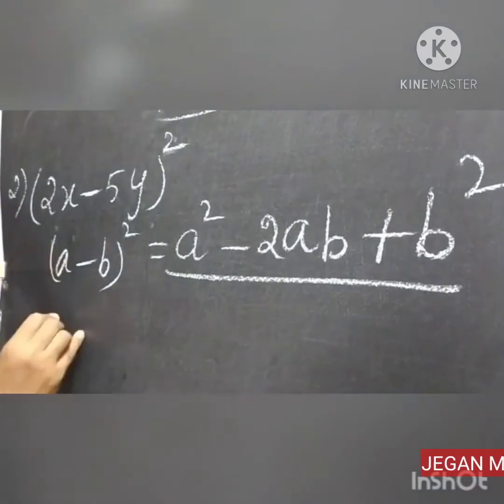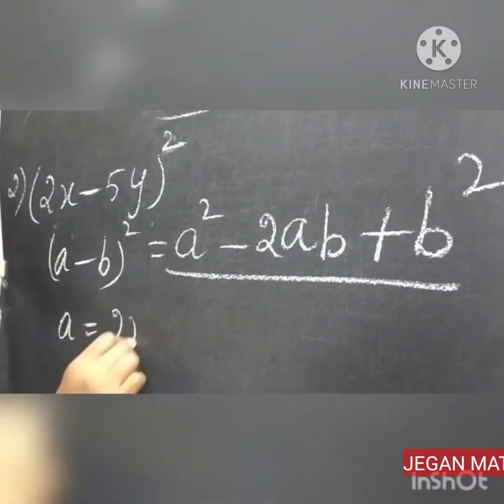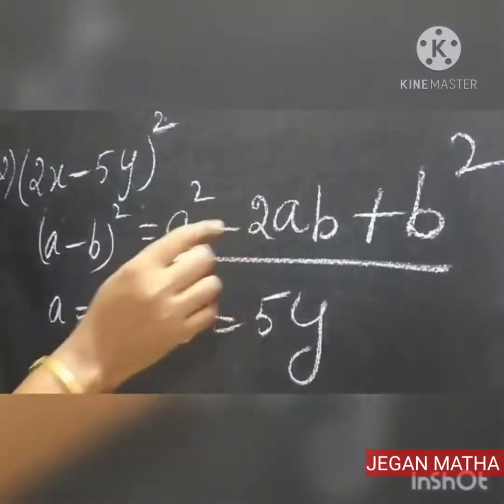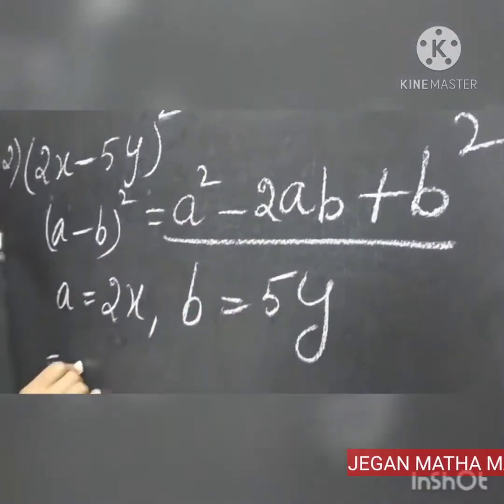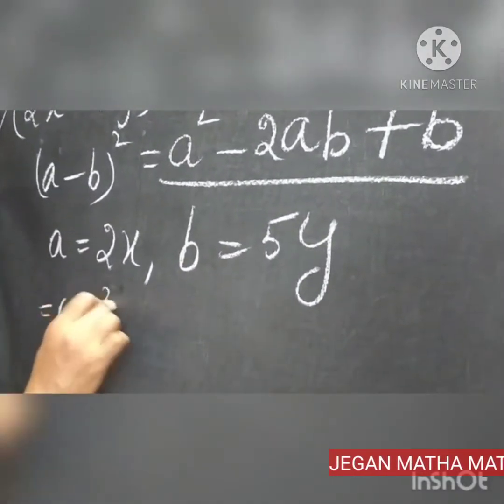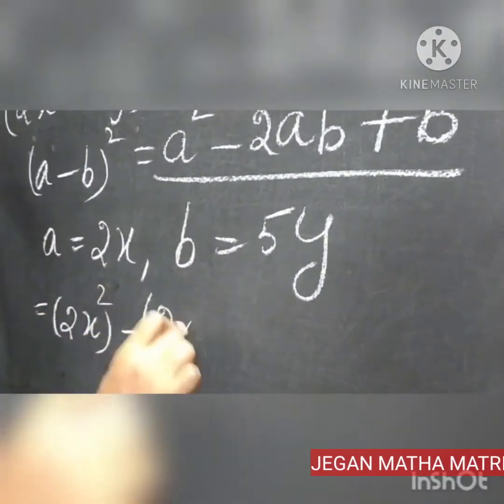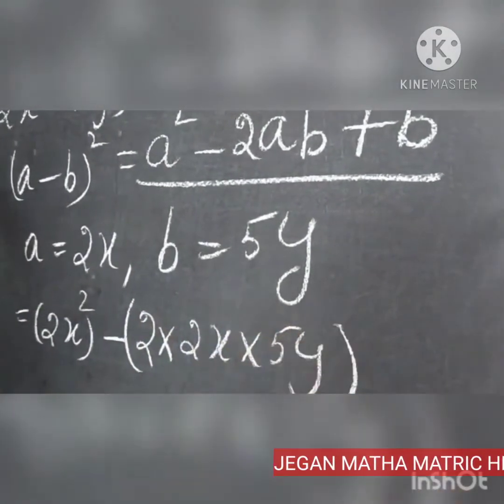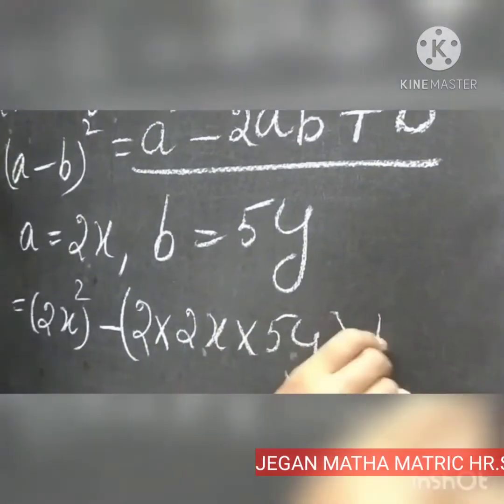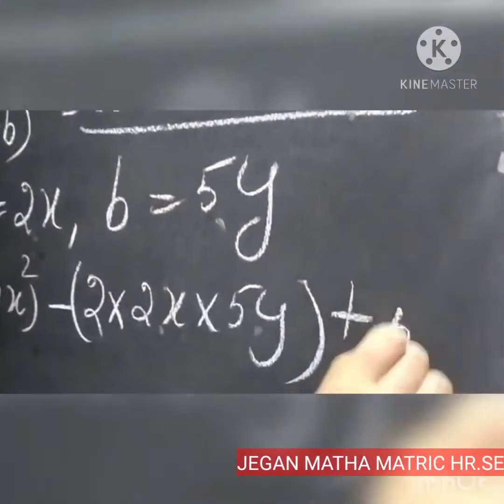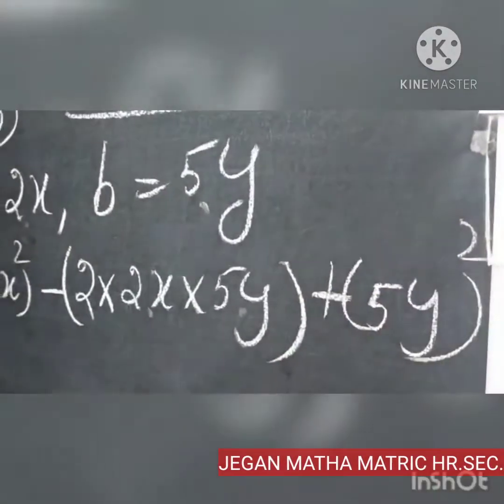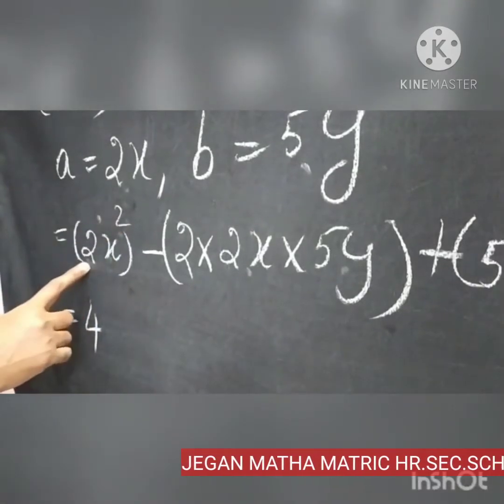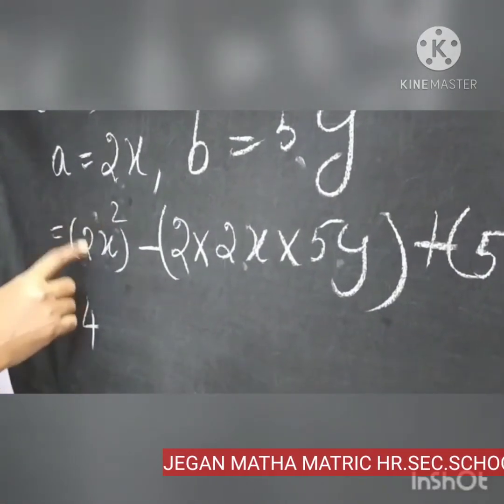So you have to write, instead of a you write 2x, instead of b you write 5y. So you can apply the values in this right hand side. Then a squared, (2x) the whole squared, minus 2 into a, here 2x, b 5y, so 2ab, plus b squared, (5y) the whole squared. So for the answer, (2x) the whole square means the power applies to the constant, then 2 squared and x squared.